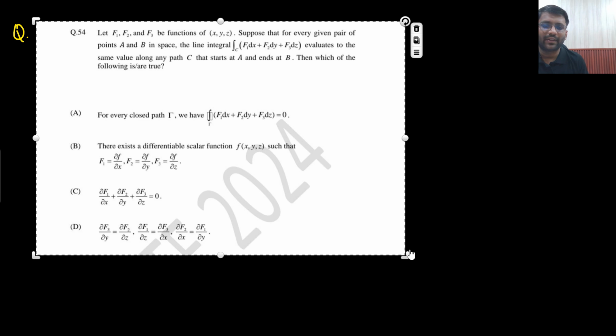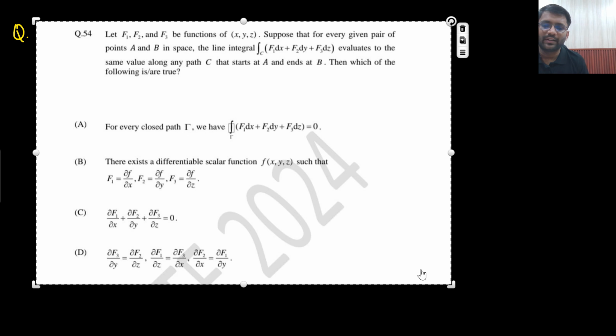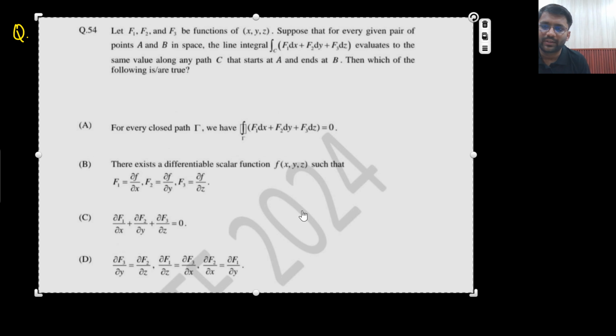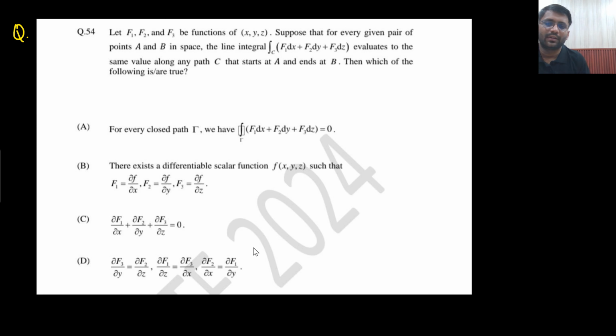This was also considered a very good question, but we know everything about it. Read the question and try doing it on your own. I am telling you, you already know everything about it. f1, f2, f3 will be functions of x, y, z. Suppose that for every given pair a, b in the space, the line integral of f1 dx, f2 dy, f3 dz evaluates to the same value along any path c that starts from a and ends at b. What can you conclude about vector field f? First of all, let me know what is your vector field f. So vector field f is given as f1 i cap plus f2 j cap plus f3 k cap.